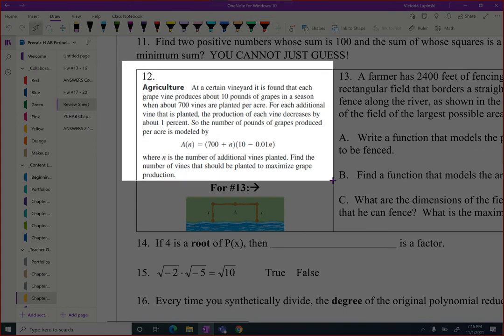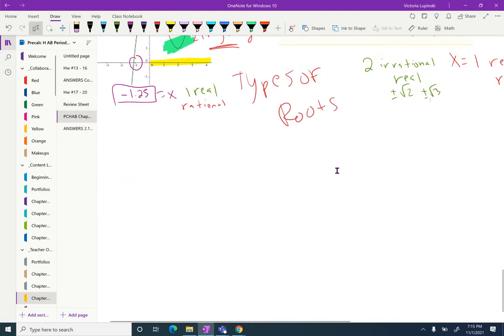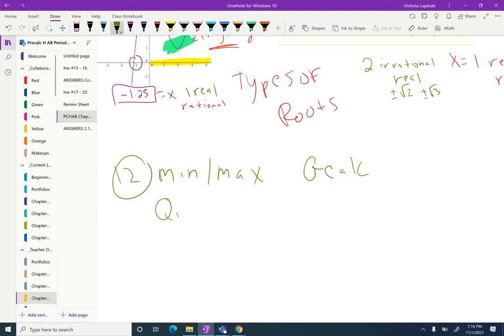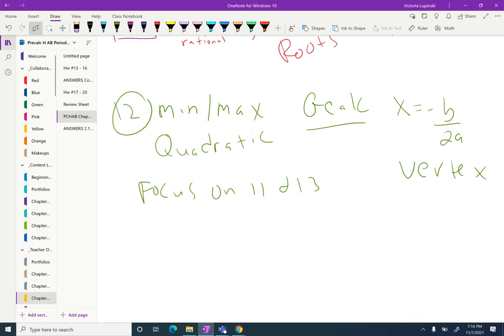So to be honest, I think 12 is probably not exactly the type of min-max problem that you'll see tomorrow. Just so you know, whenever you're doing a min-max for a quadratic, which is all you might see tomorrow, you're either going to use the graphing calculator or you're going to do -b/2a and find the vertex. I would say that you should focus on 11 and 13. That is probably much more like the problems that you're likely to see tomorrow, but I will, of course, do it.